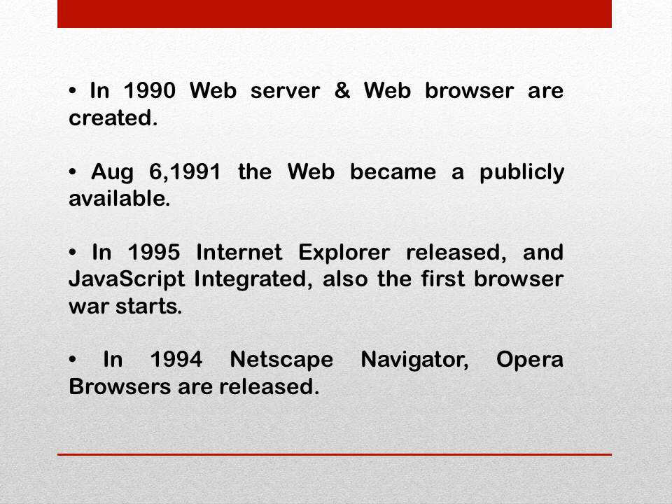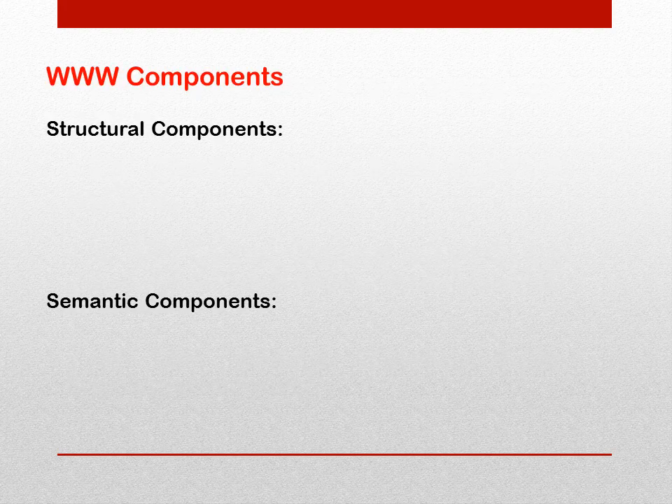In 1990, web servers and web browsers were created. Again in 1991, the web became publicly available. You can imagine, now it is 2020, and in 1990 the web became publicly available. Earlier, we were not in a position to access websites, books or creations of other countries. So earlier it was a very tough situation. In 1995, Internet Explorer was released and JavaScript integrated, and the first browser war started. After that, Netscape Navigator and Opera browsers were released.